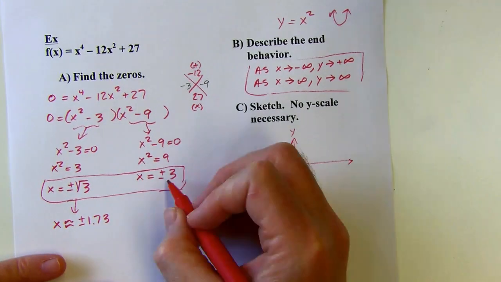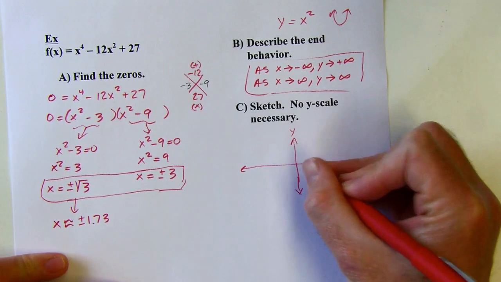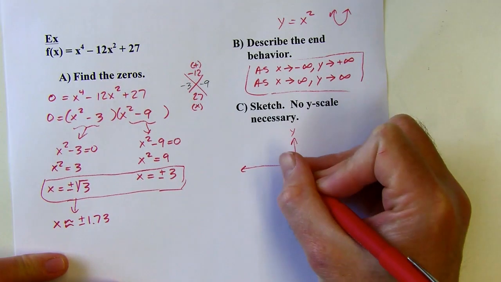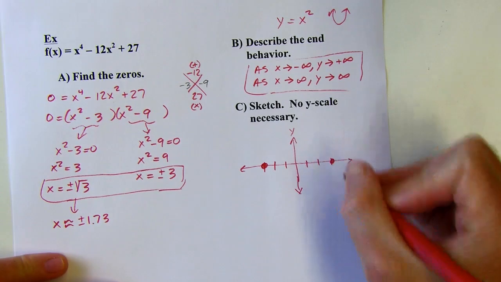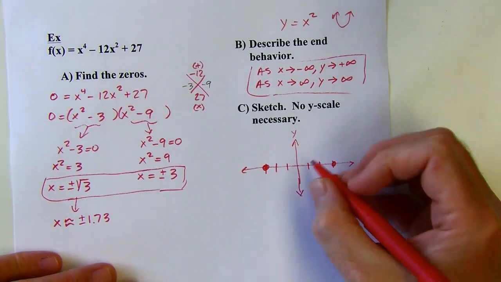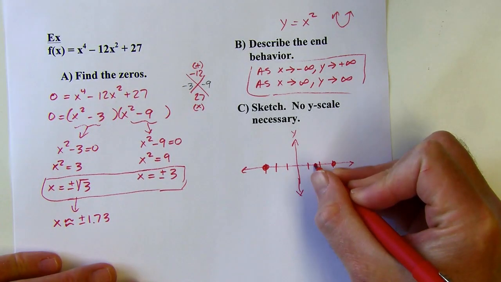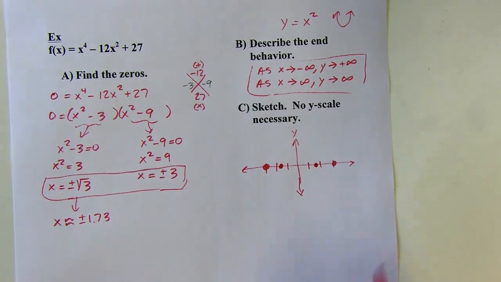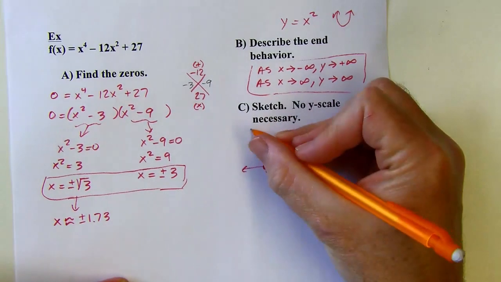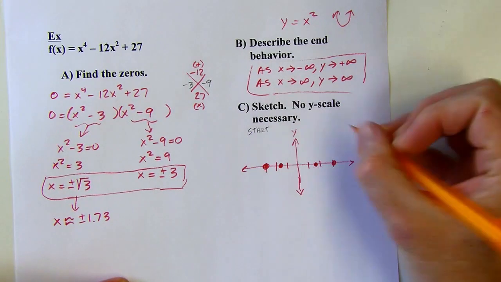So I want to go 3 units to the right and left. 1, 2, 3. Okay, so I've got my x-intercepts at 3 and negative 3, also at 1.7. So 1.7 would be something like this, right? And negative 1.7, something like that. Now those are all single roots. I'm going to start up here. And I'm going to end up here.